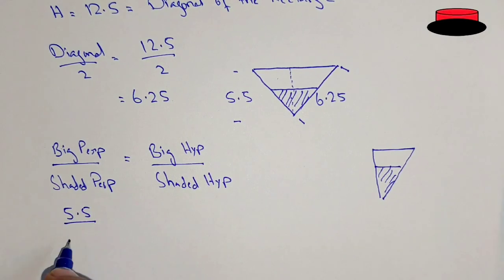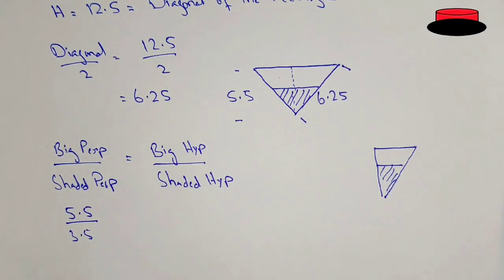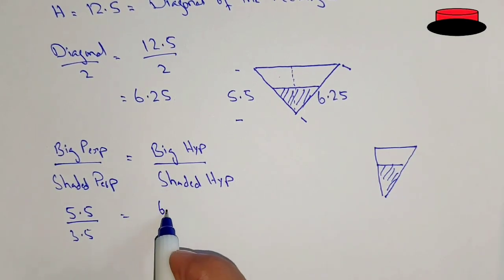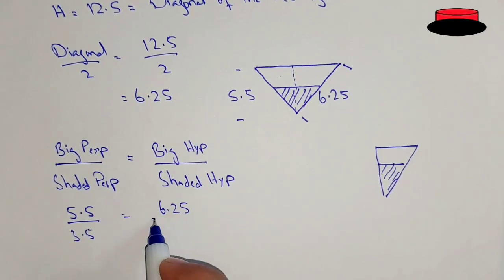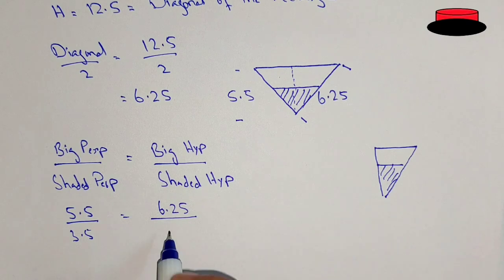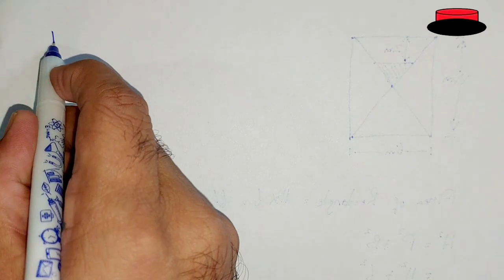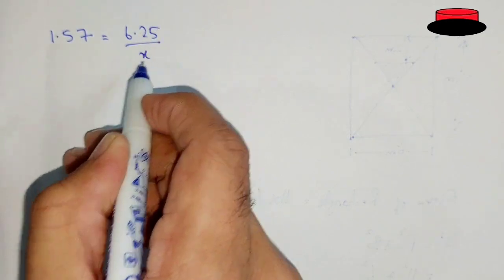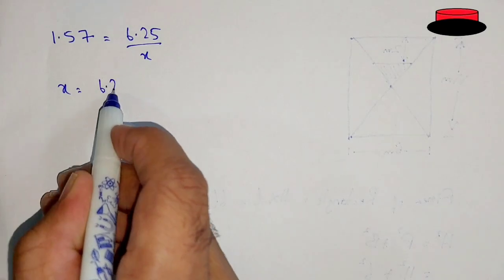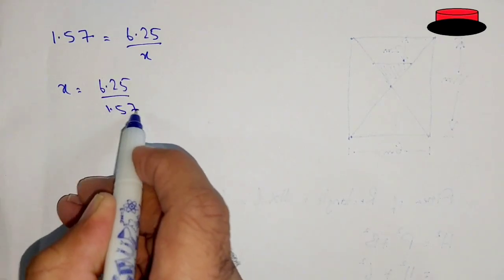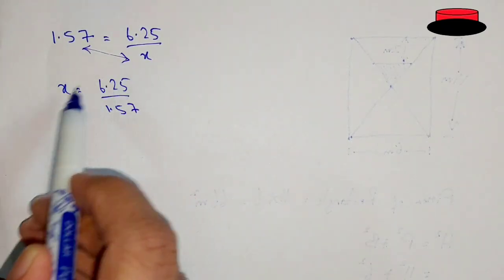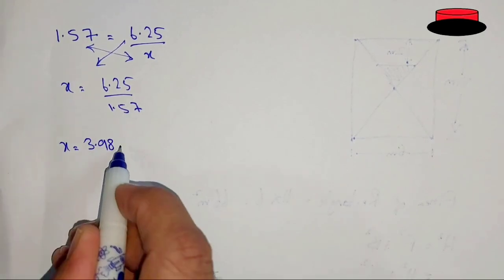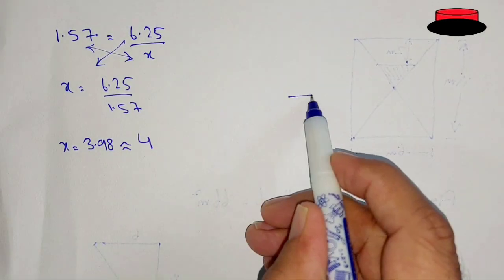So big perpendicular is 5.5 divided by the shaded perpendicular is 3.5. Because this is 2 meters, the empty space, that's why it is 3.5, equal to big hypotenuse 6.25 divided by the shaded hypotenuse, which we have to find out. So let's suppose this is x. Now 5.5 divided by 3.5, this is 1.57, equal to 6.25 divided by x. Now cross multiplying, x equal to 6.25 divided by 1.57. So the value of x, it means the shaded hypotenuse, is 3.98, or let's suppose 4 meters.